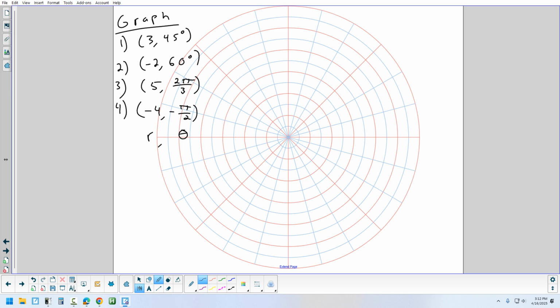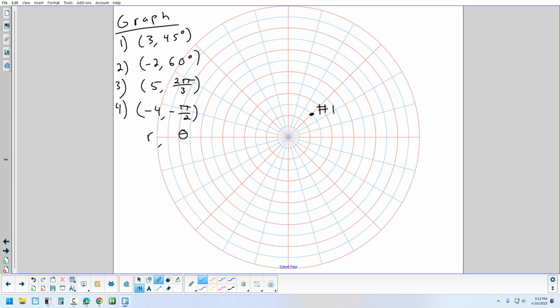1, 2, 3. And after we go 3 units right, what do we do? We find the angle, which is 45, so we're going to rotate 45 degrees. And which way? Counterclockwise. So you would end up 1, 2, 3, and then 45 degrees. That is how you graph number 1.